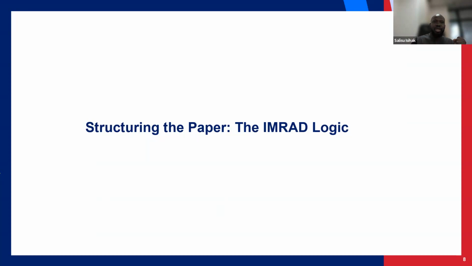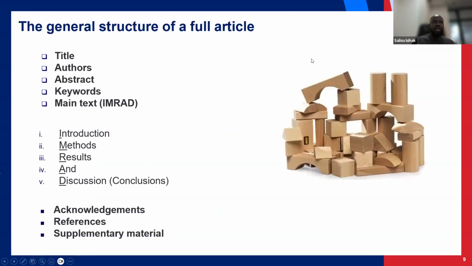In most journals, you have this structure: the title, the author, the abstract, the keywords. Then you follow the IMRAD logic, which is the introduction, which I'm going to talk about, the method, the result, and the discussion or conclusion. Then you have the acknowledgement where necessary, your references, and then supplementary material. Supplementary material is very important in the research community, because you are able to provide additional information that you might not be able to put in the main paper, because doing so would reduce the readability or the flow of your paper.